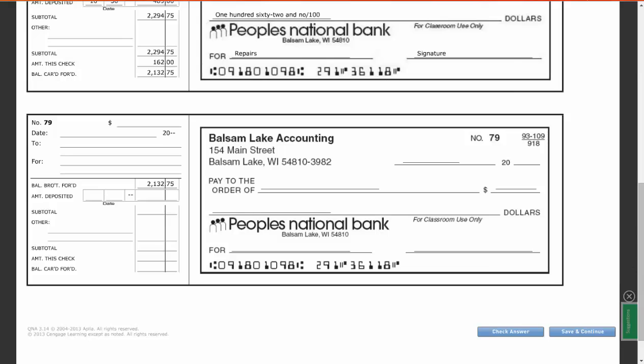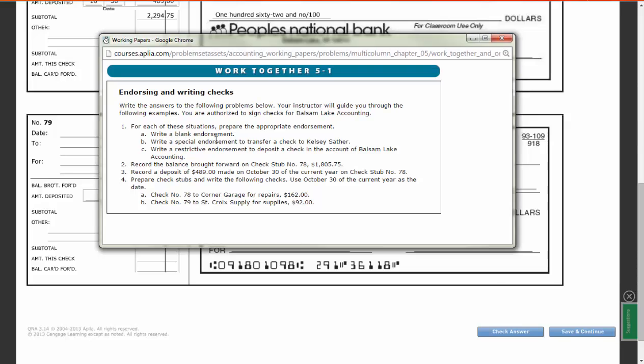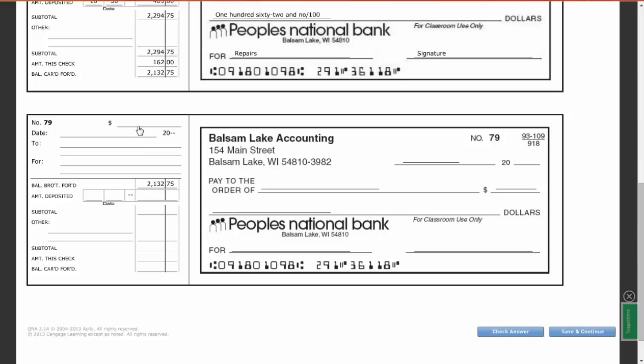Let's do the same thing for check number 79. Check stub number 79 is to St. Croix Supply for supplies for $92. So we can get that information right here off of our directions. I'm going to start on the check stub, and it's going to be $92. The date for both checks is still October 30th.